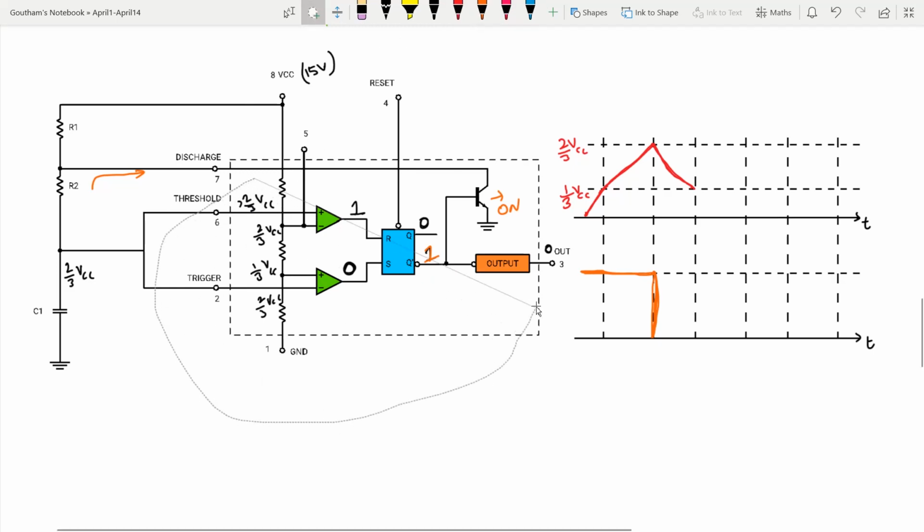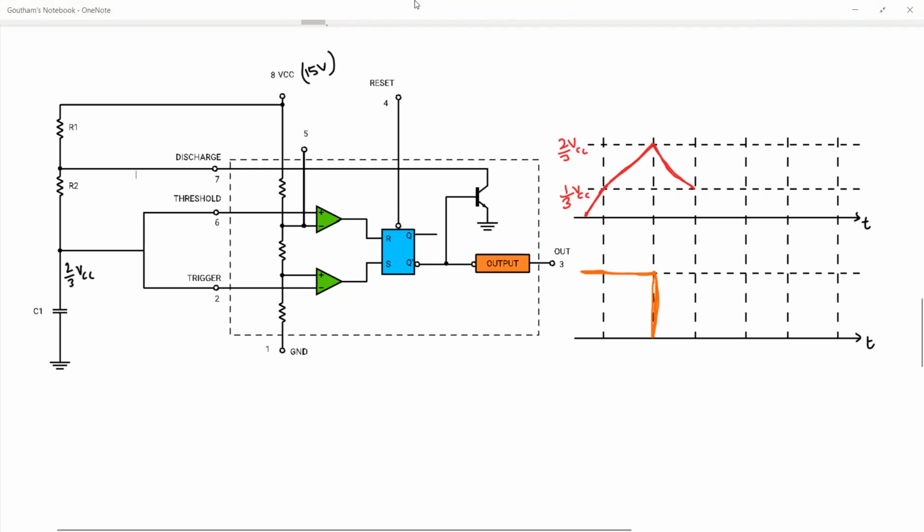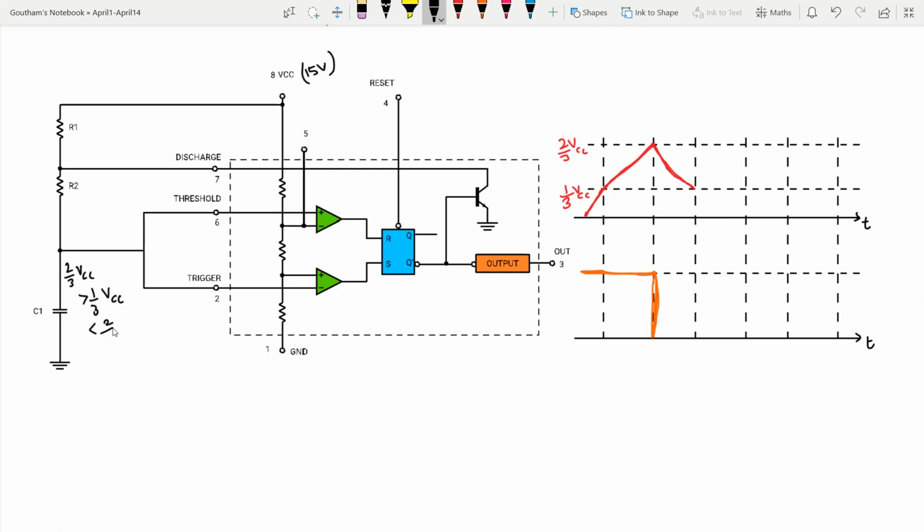So let me explain it nicely again. Now your capacitor is somewhere over here. It is between 2/3 VCC and 1/3 VCC. So the capacitor voltage is a value that is greater than 1/3 VCC, but less than 2/3 VCC. In that time period, because this threshold is less than 2/3 VCC, here Vp is less than Vn, so this becomes 0.